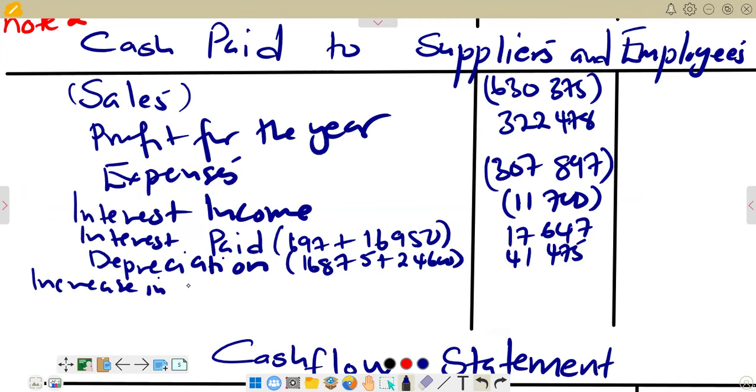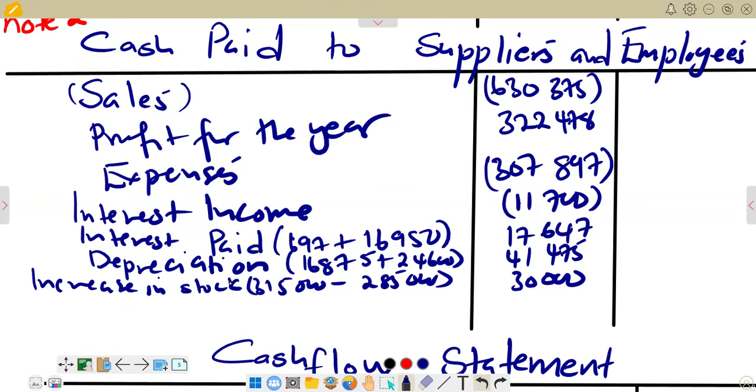Increase in stock, whereby we are saying 315,000 minus 285. And the answer that we got there is 30,000. Right. So this is what we have in terms of stock.